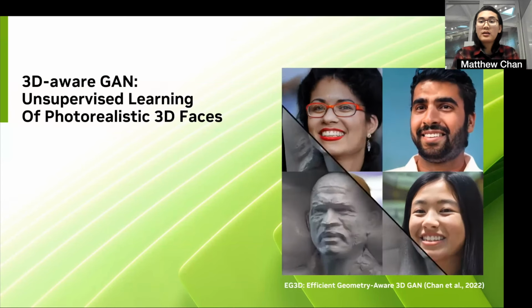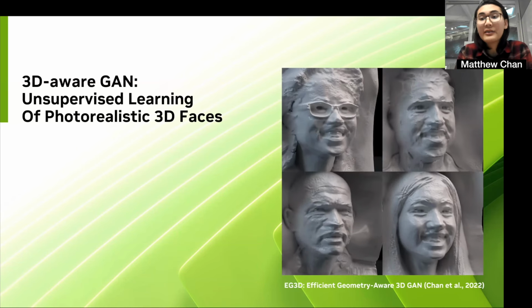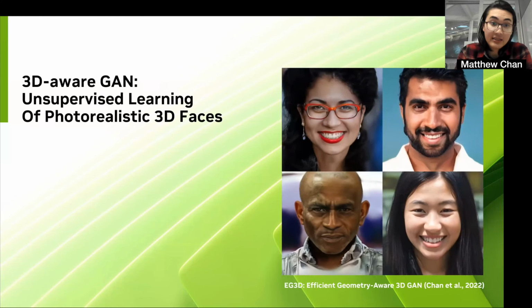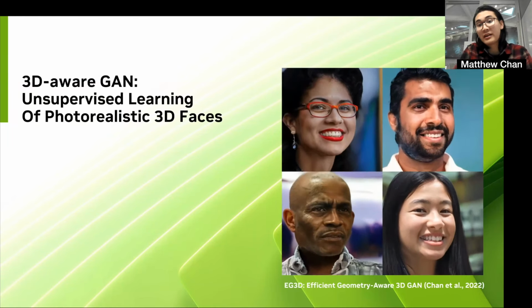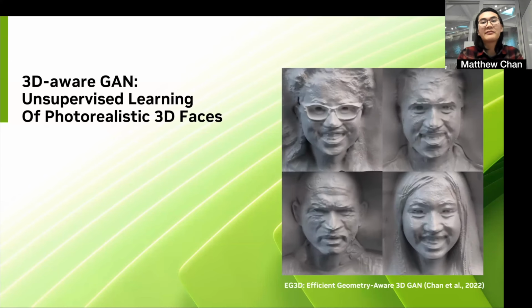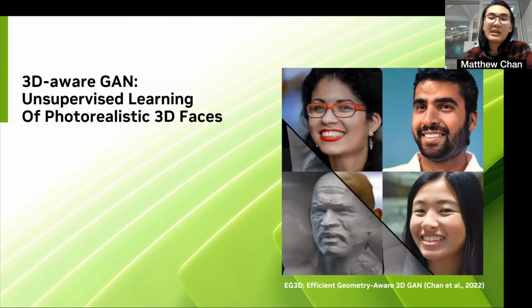One area where we've seen a lot of advancement in the last few years is the use of GANs, so these same architectures or slight modifications, to instead of creating 2D images, create 3D objects and scenes. I'm going to call these 3D GANs or 3D aware GANs.